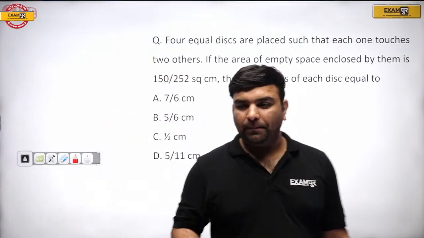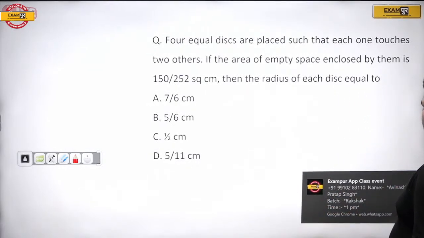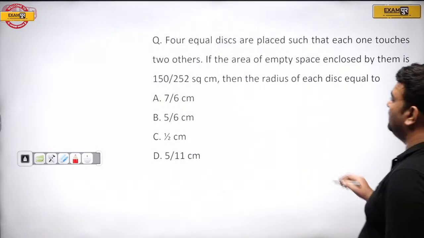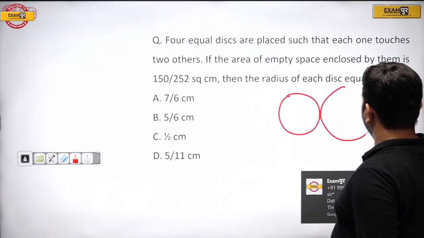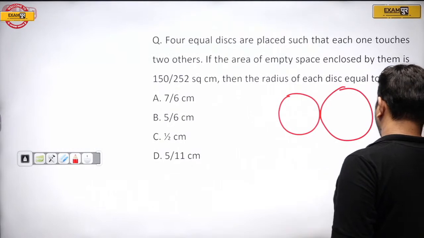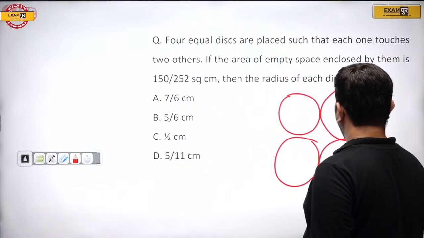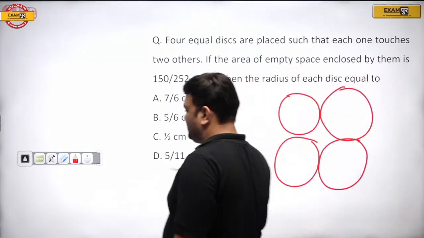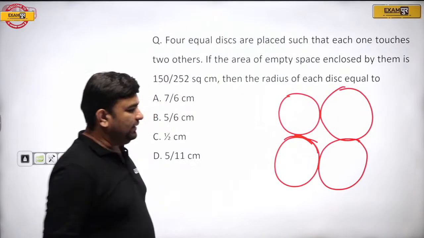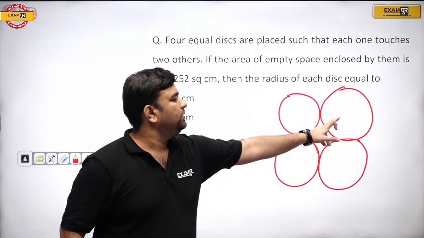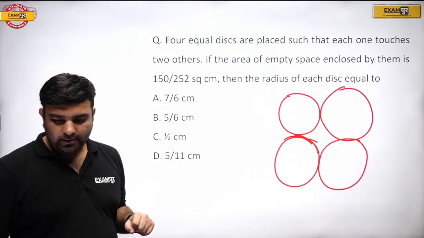Four equal discs are placed such that one, two, three, four. This is the way he is talking about, that they are placed in such a way that each touches the other two. This touches these two, this touches these two, this touches these two, and this touches these two.